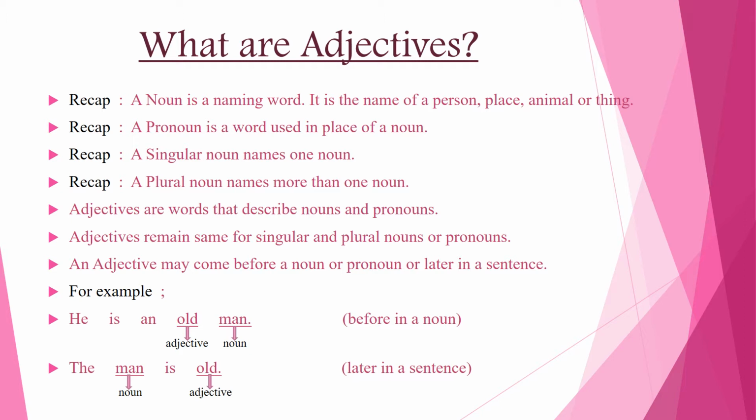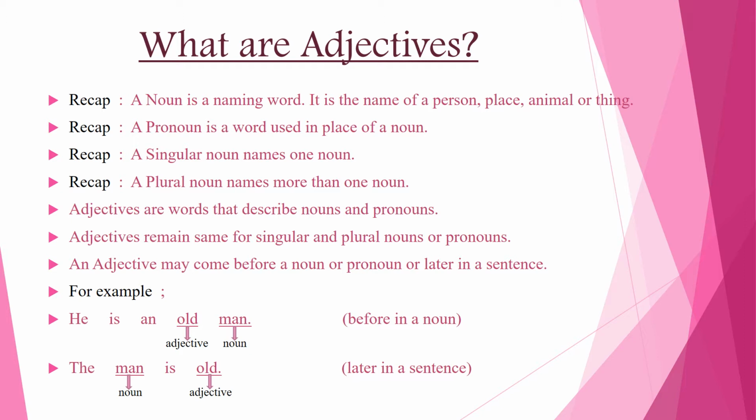For example, he is an old man. In this sentence, the adjective comes before a noun. He is an old man. What kind of a man is he? He is old. So, the describing word for the noun man is old. Old is an adjective in the sentence.